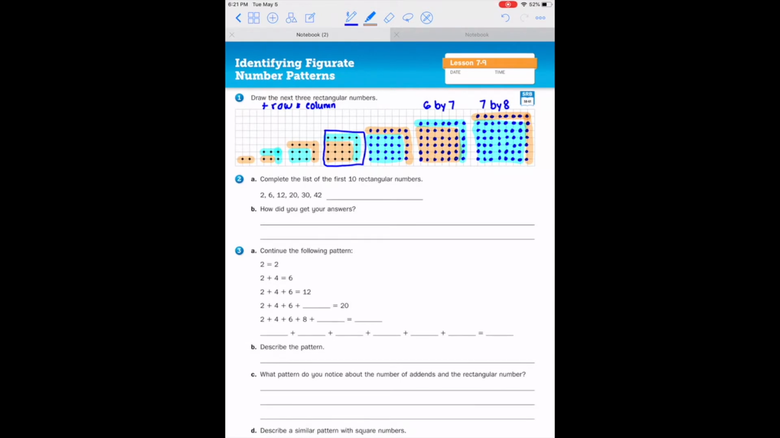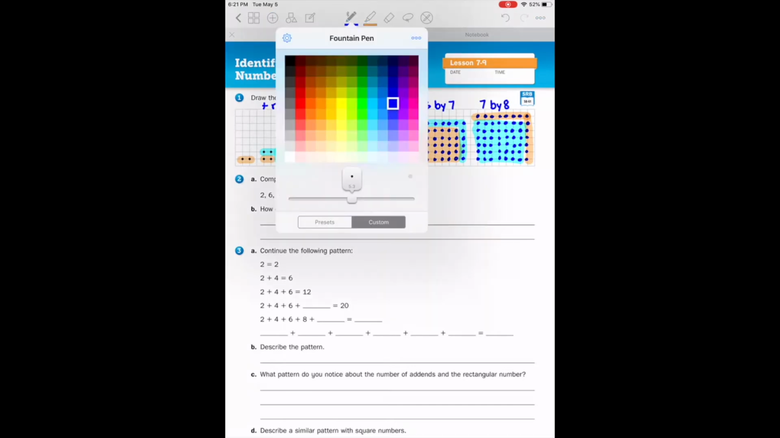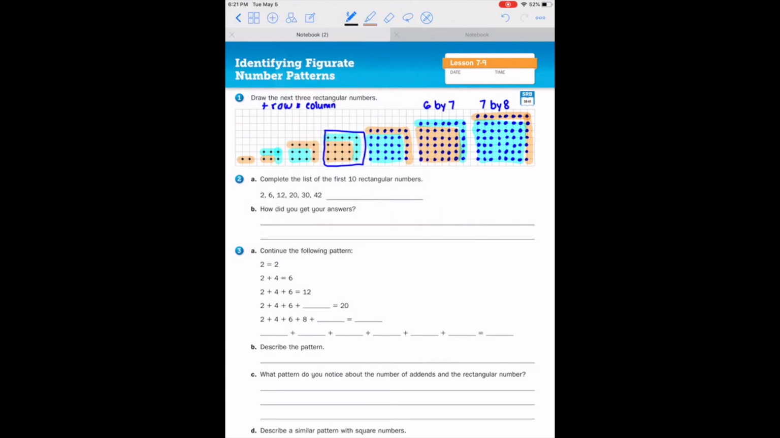So now let's look at number 2. It says complete the list of the first 10 rectangular numbers. So I'm actually going to show you guys this on a separate sheet of paper, or I might be able to just squeeze it in over here if I make my pen a little bit smaller, because I just want to show you something. So the pattern is you have to multiply the counting numbers, and I'll show you what that means.